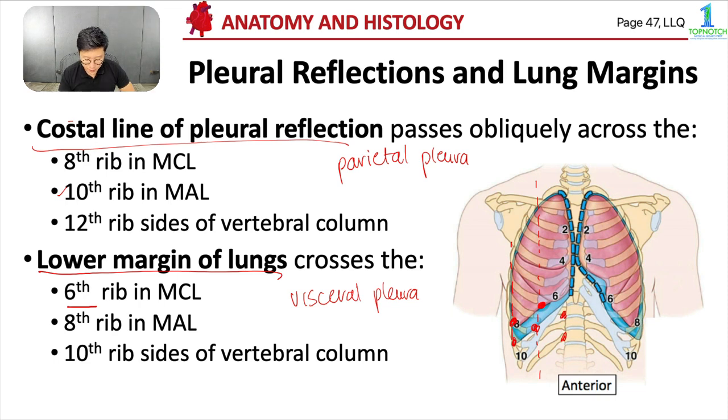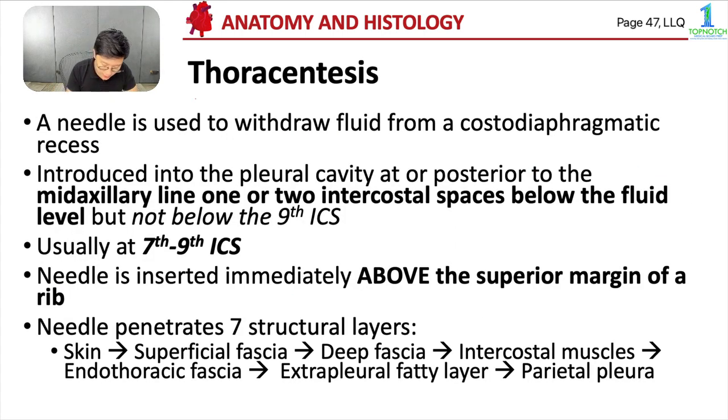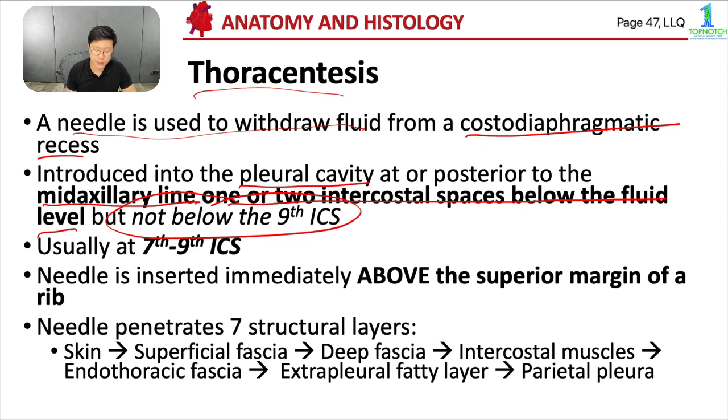Ano yung implication niya? Yung space sa pagitan ng naabot ng visceral at parietal pleura can be accessed to gain entry into your pleural cavity. Such as with thoracentesis, wherein a needle is used to withdraw fluid from the pleural cavity, minsan from the costodiaphragmatic recess. So the needle is introduced into the pleural cavity at or posterior to the mid-axillary line, 1 or 2 intercostal spaces below the fluid level, but not below the 9th intercostal space.